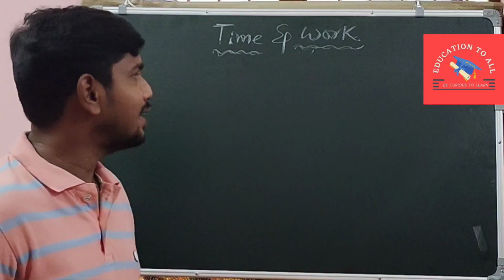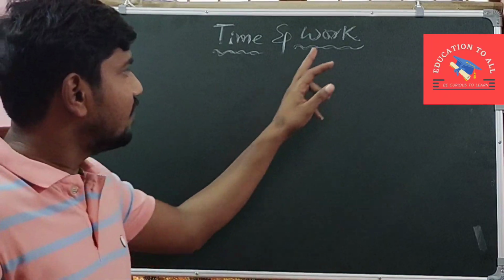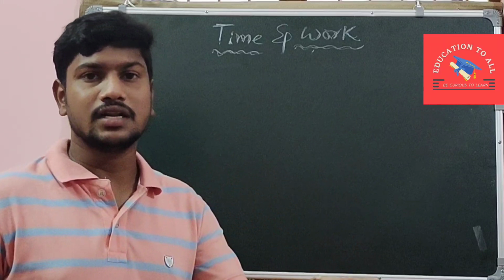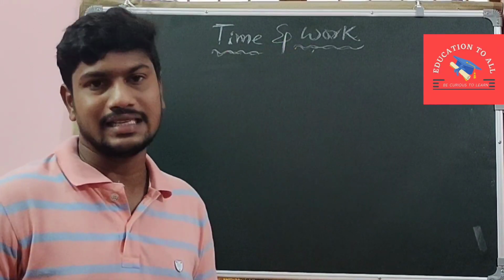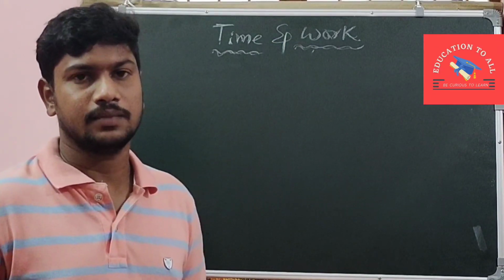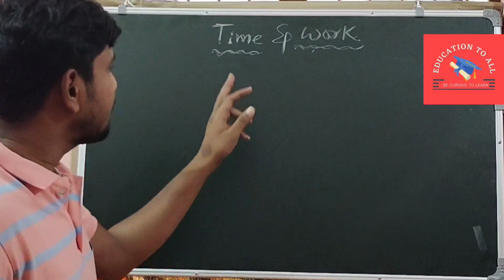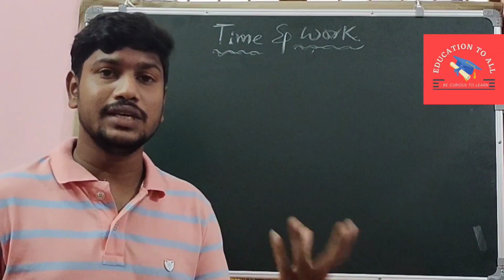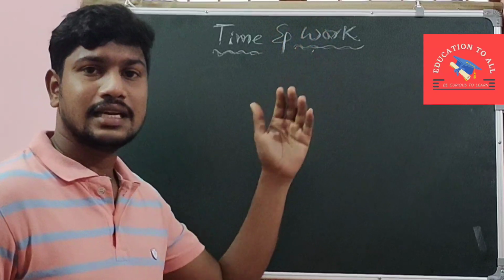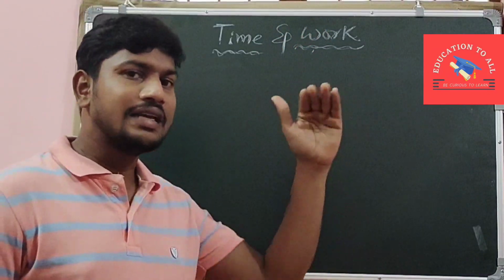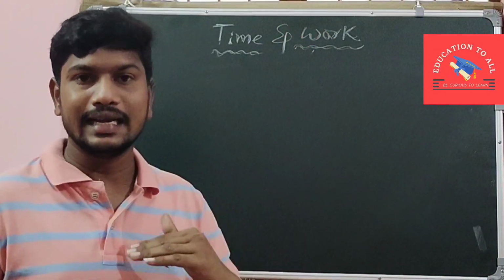What is the relation between time and work? Remember, if work is more, the required time is also more. If our work is less, the required time is also less. So we can clearly say that time and work are proportional to each other. If work is increased, time requirement is increased. If work is decreased, time requirement is decreased.